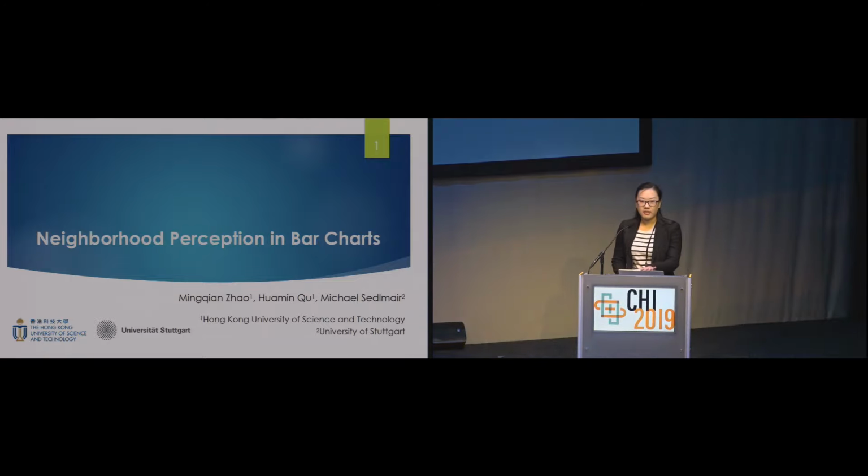My name is Mingqian Zhao, and I'm from the Hong Kong University of Science and Technology. I'm presenting this work on behalf of my collaborators, Professor Huamin, also from HKUST, and Professor Michael Sedlmair from the University of Stuttgart. We work on neighborhood perception in bar charts.